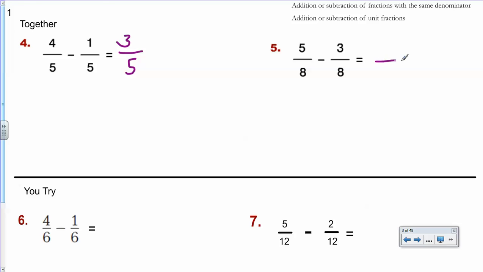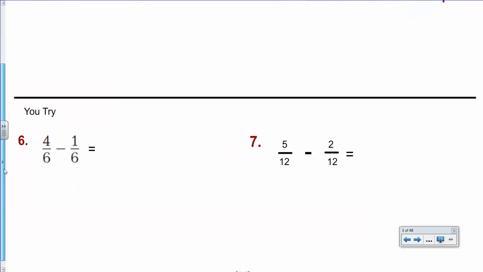Let's take a look at this one. Common denominator there, it's 8. 5 minus 3 is 2. 2 eighths, we know, simplifies to 1/4. I divide each by 2 to get 1/4. Go ahead and try the 2 You Try problems, so hit pause and I'll be back momentarily.